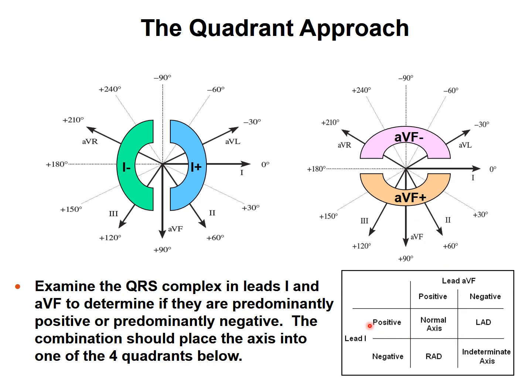If we have lead number 1 positive, AVF negative, we have left axis deviation. If we have lead number 1 negative, we are on the right side, and AVF is positive, that means right deviation. Usually in this upper part between 180 and minus 90 or 270, there is no axis, so basically it cannot be determined or doesn't have any meaning.